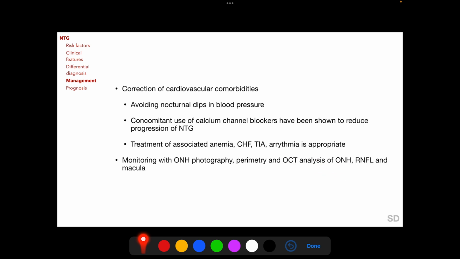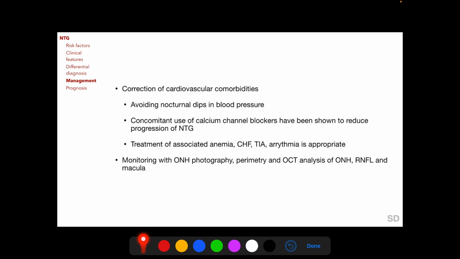Other than reduction of intraocular pressure, correction of cardiovascular comorbidities, if any, is recommended in normal tension glaucoma, which may include avoiding nocturnal dips in blood pressure and treatment of associated anemia, congestive heart failure, transient ischemic attacks, and arrhythmia. Concomitant use of systemic calcium channel blockers has been shown to reduce progression of normal tension glaucoma.